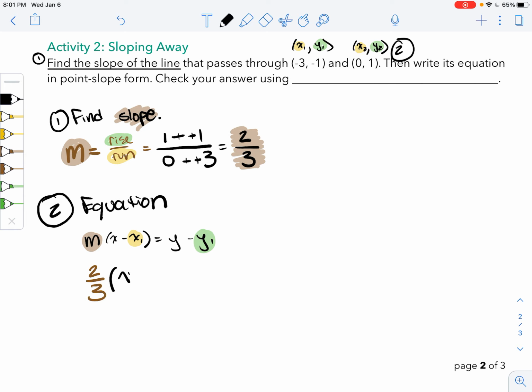Oh well. So x minus x1 is -3 equals y minus y1 is -1.